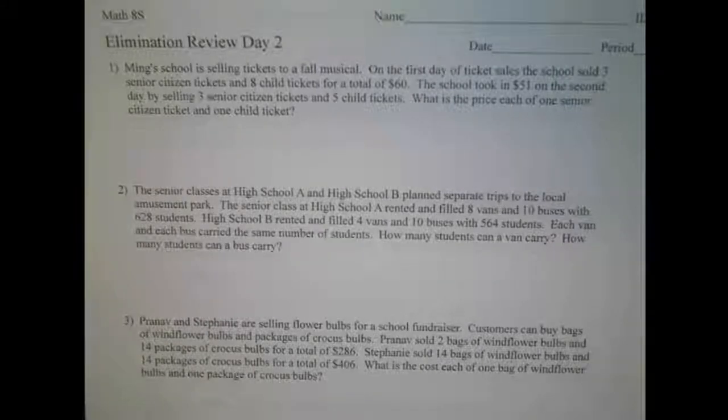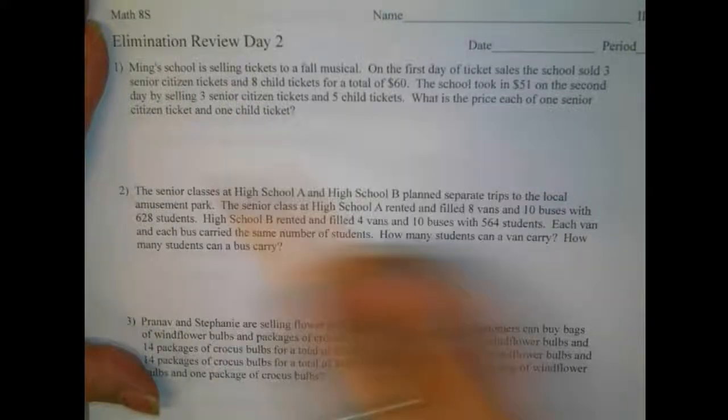We're talking about Ming's school. She's selling tickets to a fall musical. On their first day of ticket sales, the school sold 3 senior citizen tickets and 8 child tickets for a total of $60. The school took in $51 on the second day by selling 3 senior citizen tickets and 5 child tickets. So let's go back and highlight or circle what's important.